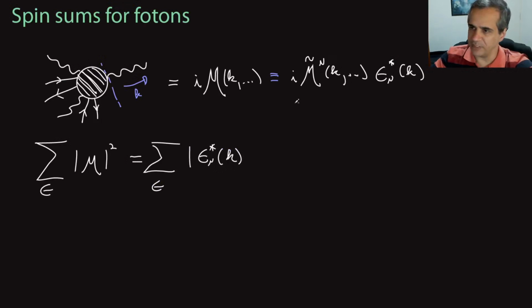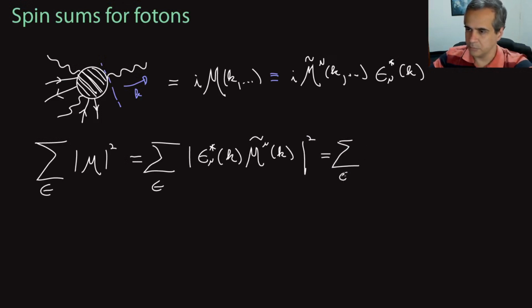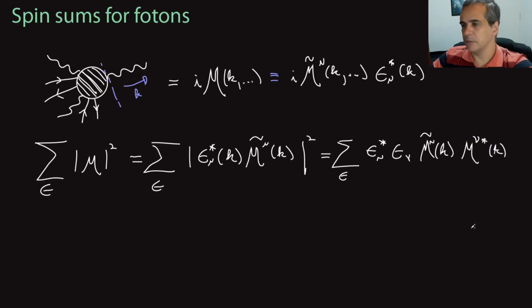I will suppress these other variables, but remember this guy can be a function of many things. It only matters to me that it is a function of K for the discussion we have in here. And that I can write, of course, as a sum over epsilon mu star epsilon nu, M tilde K mu and M nu star K. So that's what I get.